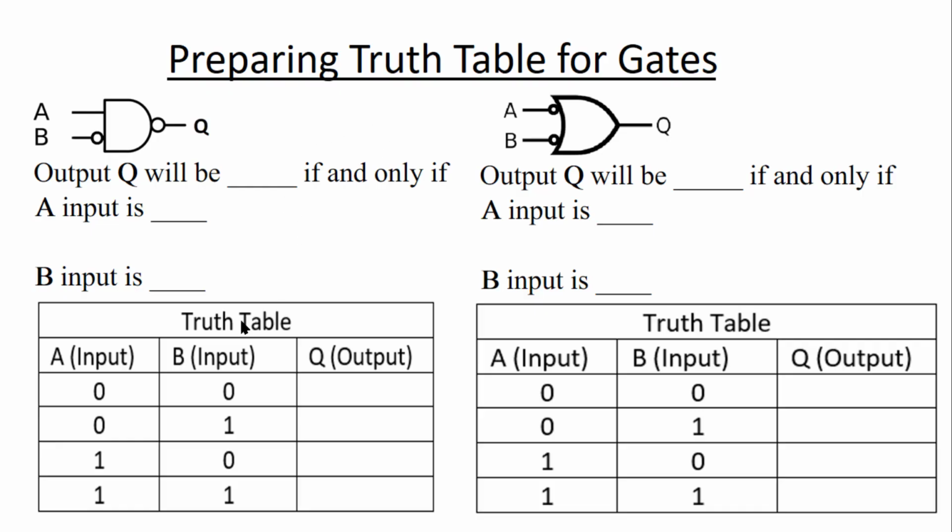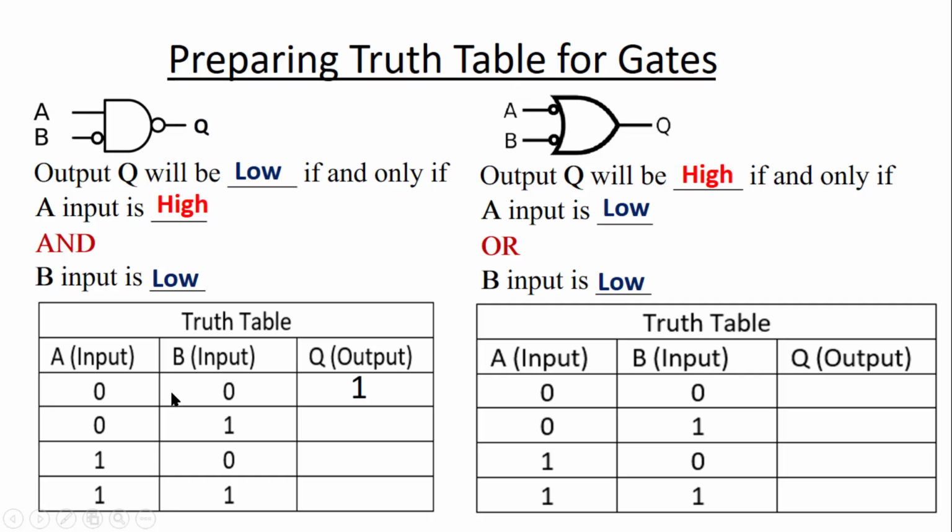So over here, these are the truth tables for these weird gates. Output Q will be low if and only if input A is high and B input is low. Over here, the output Q will be high if and only if the A input is low or the B input is low. Over here, both of them are low for this weird AND gate, so obviously this is going to be high. Over here, this is low and high, but the input A is high, and so this is going to be high. Over here, A is high and B is low, so this is going to be 0.